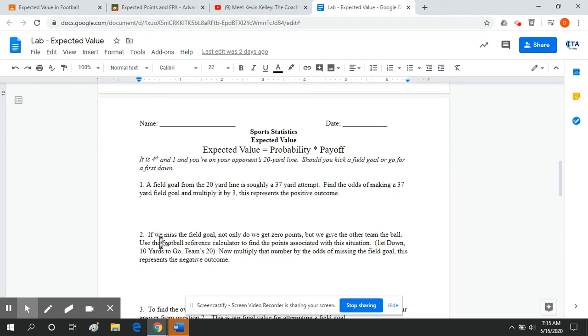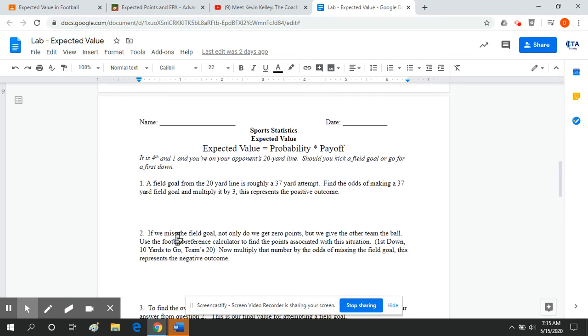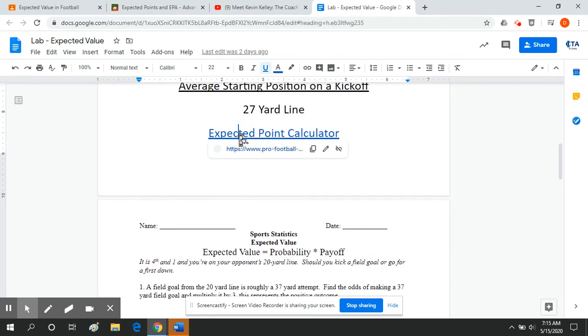I want to talk about number 2 here because it says if we miss the field goal, not only do we get 0 points, but we give the other team the ball. So when we give the other team the ball, they then have a chance of scoring. So we have to take that into account. And that's where this expected point calculator is going to come into play.